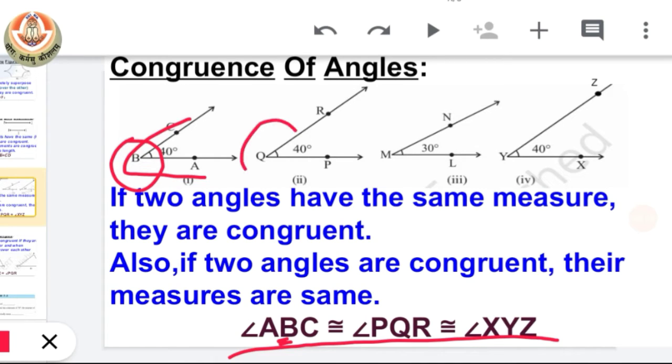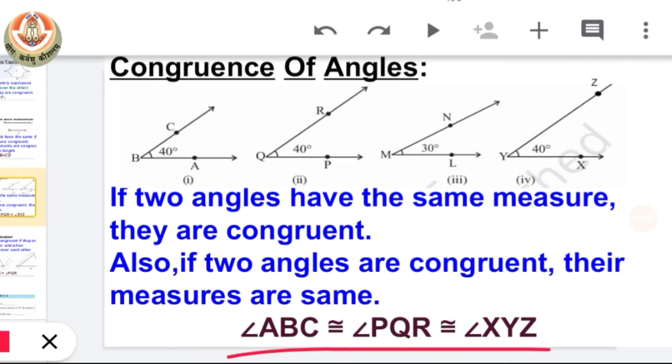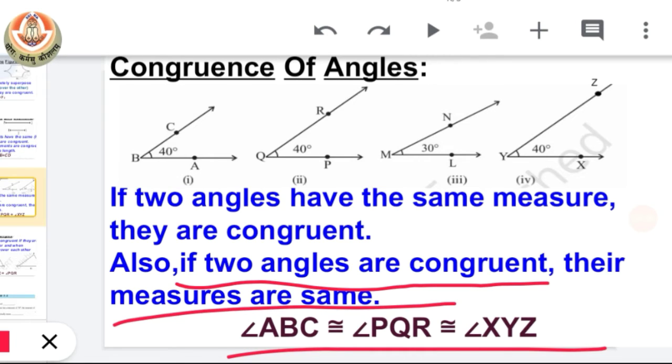Second, then Q. So Q should be in the middle, and in this case Y should be in the middle. Then the third point: C is on the upper arm, here R and here Z. So they should be in the same corresponding position, that is the third position. You have to keep in mind how we have to represent this. Further, if two angles are congruent, then we can say that their measures are the same.